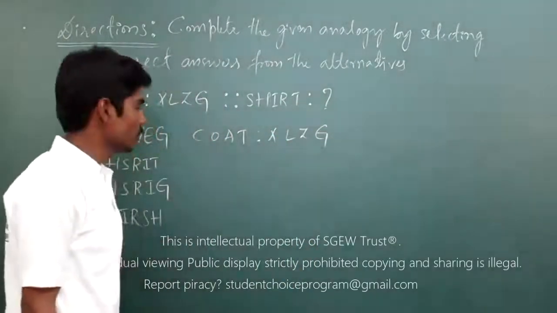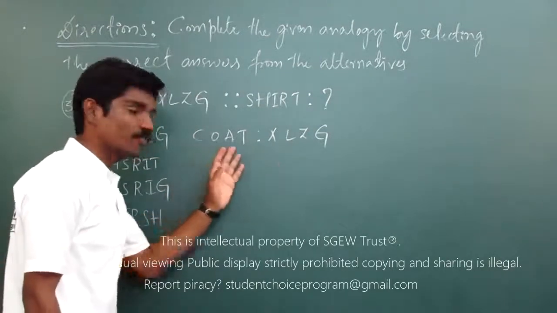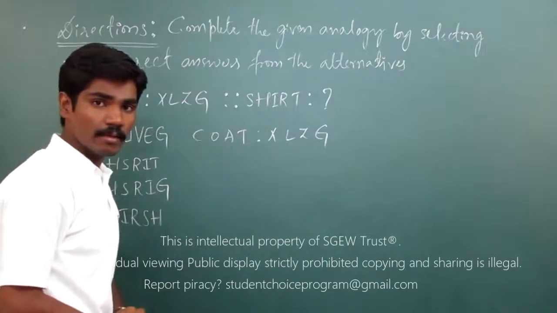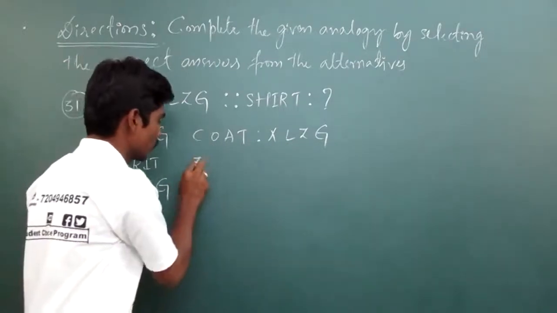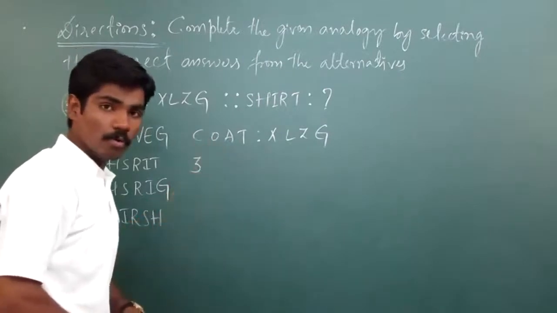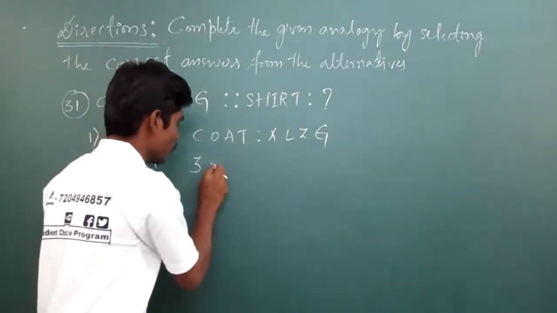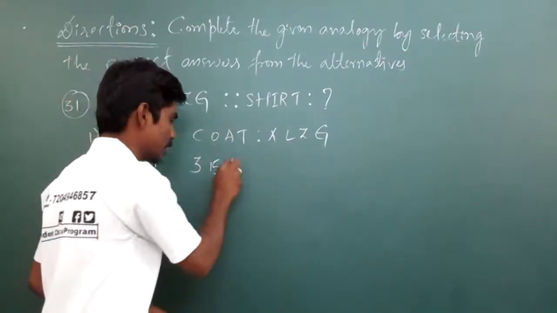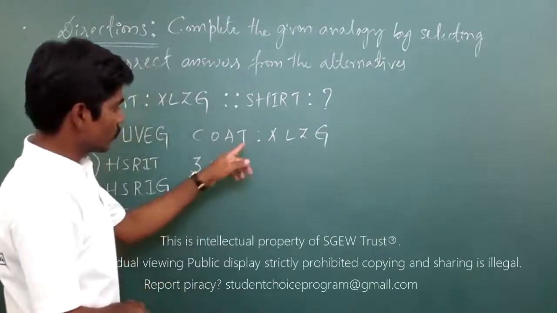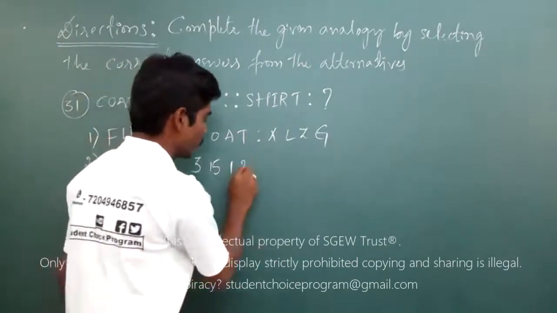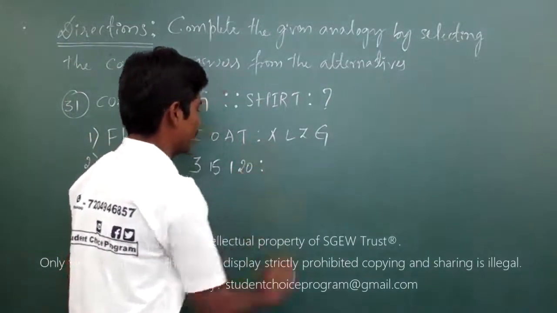Now let me write the positions of these letters. Now what is the position of the letter C? Yes, of course it is 3. Now what is the position of the letter O? Yes, it is 15. Now the position of the letter A is, obviously it is 1. Now similarly, what is the position of the letter T? Yes, it is 20.